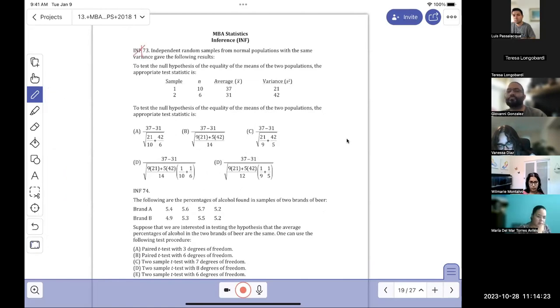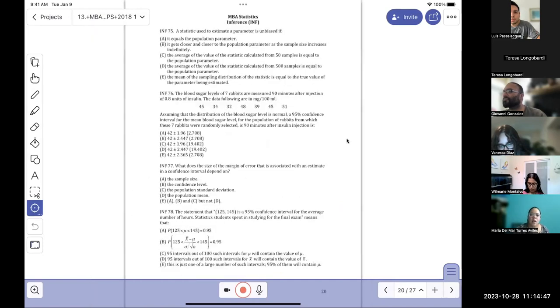And then this one, see, this is testing if you know the difference. The following are the percentage of alcohol found in samples of 2 brands of beer. So these are 2 different brands. Do you think that's paired or not paired? Not paired, because they're different brands. Exactly. That's the thing I want you to be able to tell.